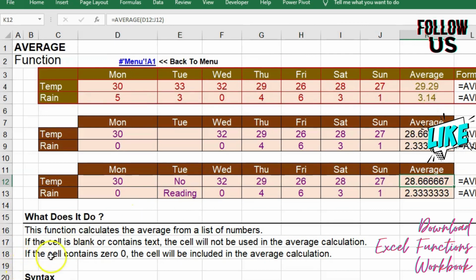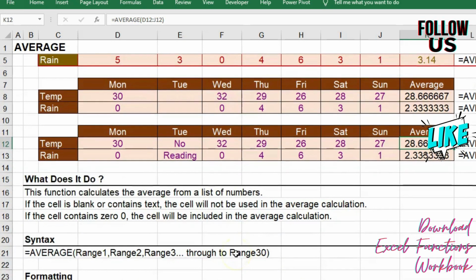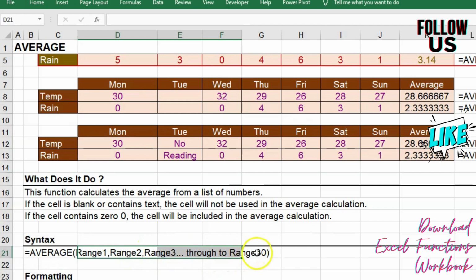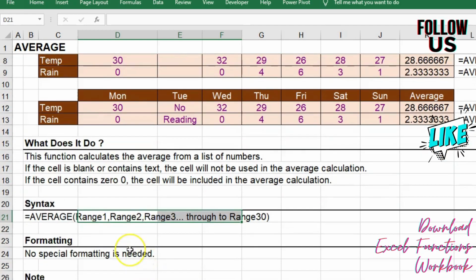Another thing is if the cell contains 0. 0 is regarded as a number in Excel, so the cell will be included in the average calculation. So the syntax is you start with your equal sign, average, then the range you want to work with, which can take up to 30 or more ranges.